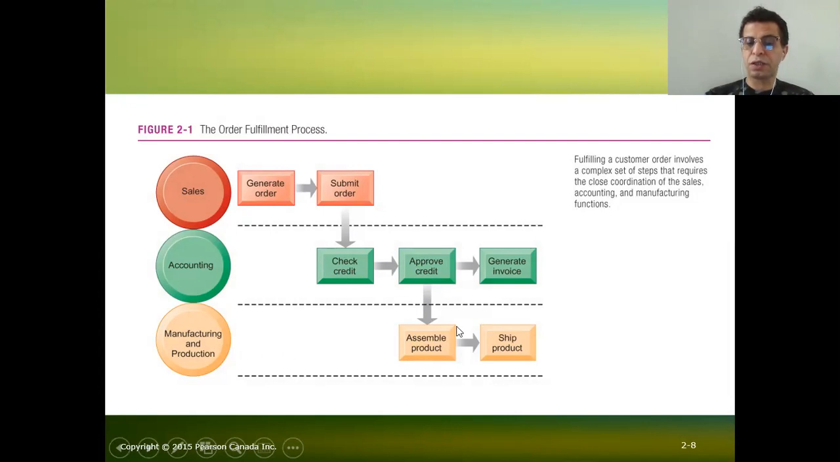If they approve it, it goes to the approved credit, and when it's approved, it goes to manufacturing, where they assemble the product. After it gets approved, it also goes to generate the invoice. When they assemble the product in manufacturing and production, they ship the product and it goes back to the sales and the accounting, so they will be keeping track of it. So these are order fulfillment processes.